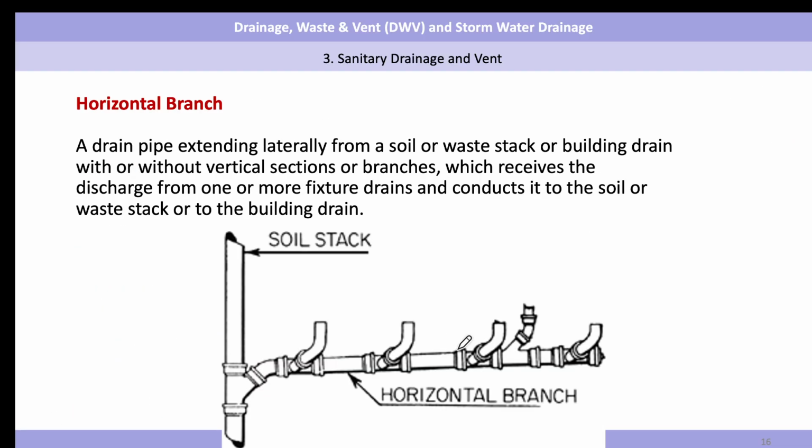And a horizontal branch is a drain pipe extending laterally from a soil or waste stack, or building drain, with or without vertical sections or branches, which receives the discharge from one or more fixture drains and conducts it to the soil or waste stack. So like the soil stack, and then it connects to the sewer mains to remove the wastewater from the whole building. And they have the WC, lavatory, kitchen sink, so different fixture units. The horizontal branch will connect to one or more fixture drains.